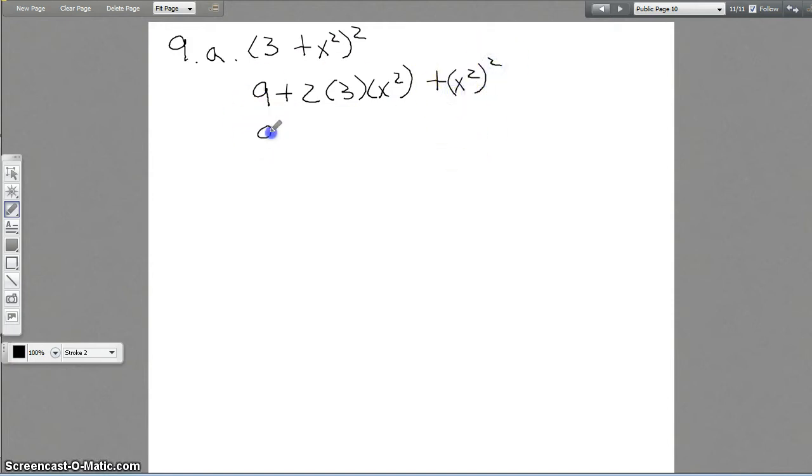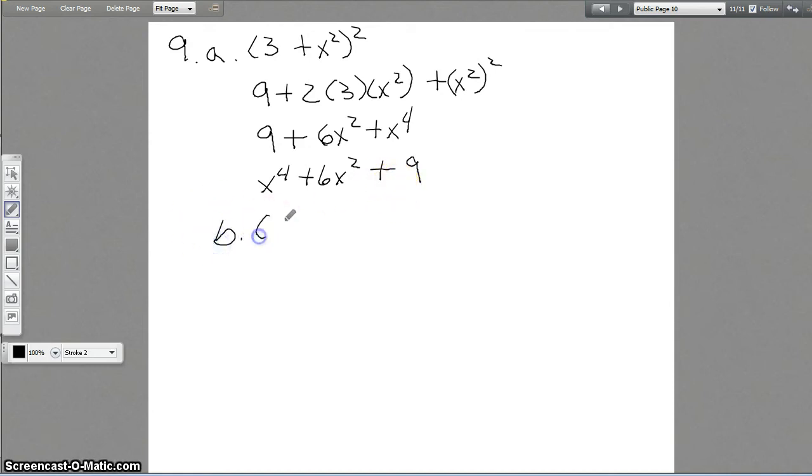So 9 is just 9. 2 times 3 times x squared is 6x squared. x squared squared, we multiply our exponents, is x to the 4th. But we're not done yet, because we have to write the answer in descending powers, which means we start with x to the 4th, then x squared, then our constant. So that is x to the 4th plus 6x squared plus 9. I'll do just a couple more.